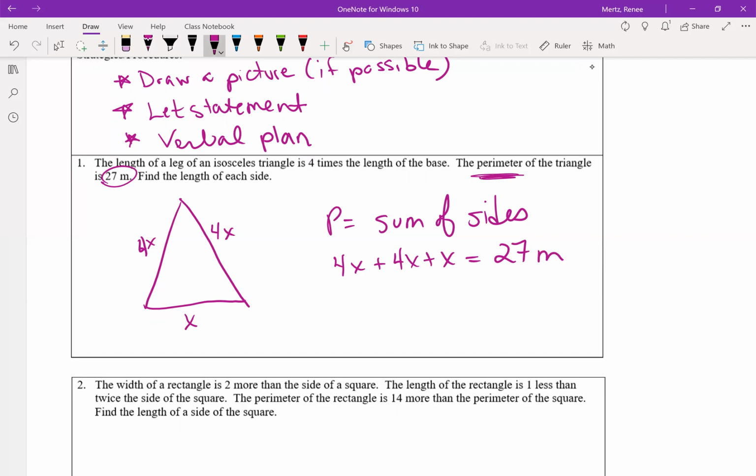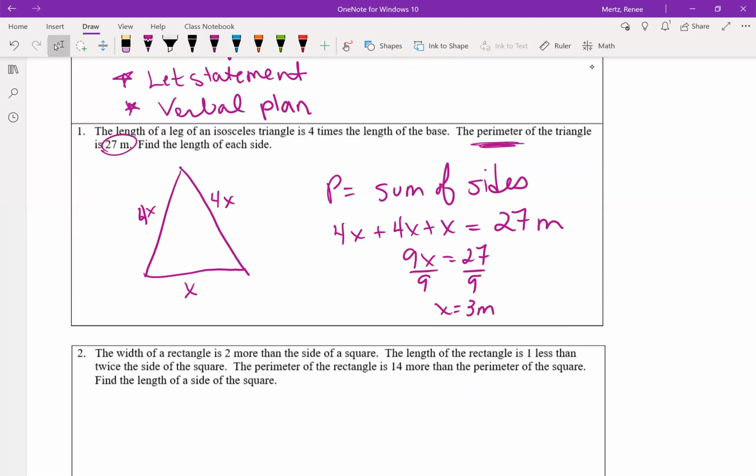Find the length of each side. 9x equals 27. Divide by 9. x equals 3 meters. Find the length of each side, so let's make sure we're answering the question. 3 meters here, 12 meters here, 12 meters here.